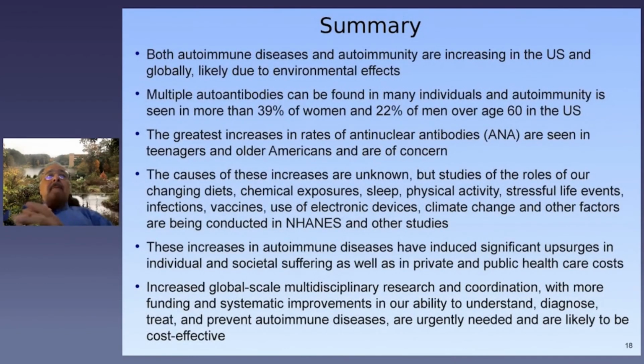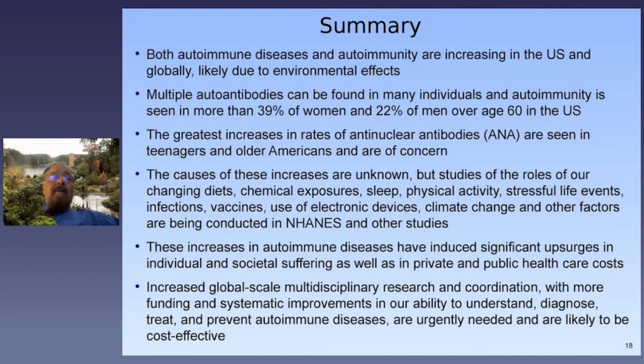So in summary, autoimmune diseases and autoimmunity are increasing in the US and globally, likely due to environmental effects. Many people have multiple autoantibodies, and autoimmunity is actually common in the US. The greatest increased rates of autoimmunity are seen in teenagers and older adults, and these are very concerning trends. The causes of these diseases are unknown, but we and others are doing studies of changing diets, chemical exposures, sleep, physical activity, stressful life events, infections, vaccines, the use of electronic devices, climate change, and other factors that might be important in the development of these diseases.